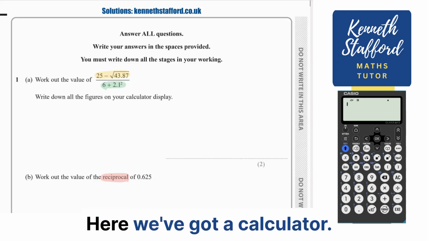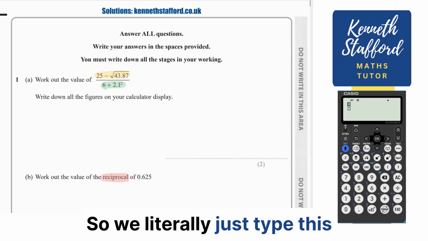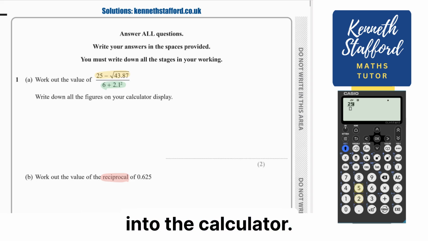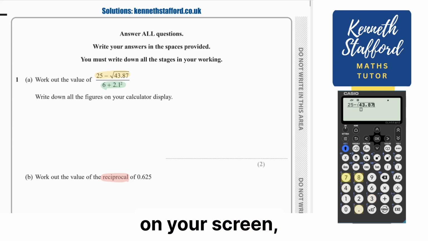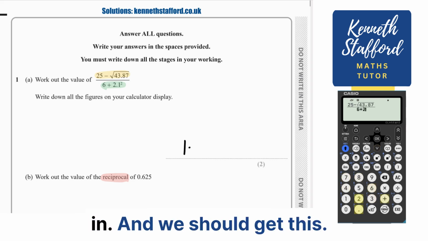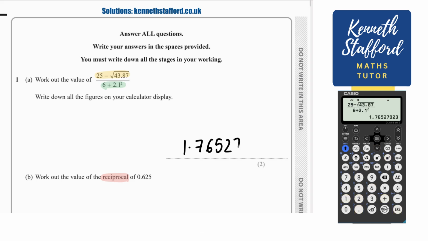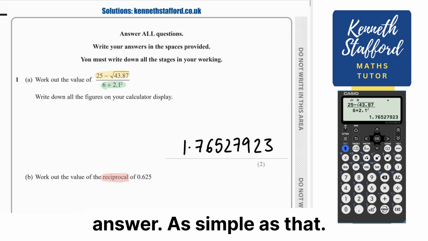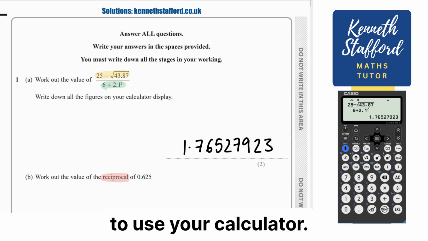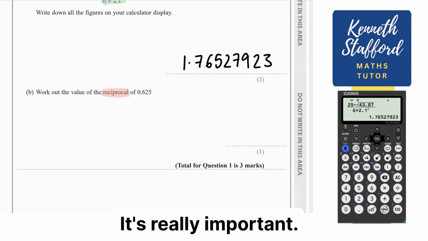Question 1A, here we've got a calculator, so we literally just type this into the calculator. If you can make it look like it does on the paper on your screen, then you will get the right answer. I'll show you how to type this in, and we should get this, and then that would be your answer. As simple as that. So just make sure you know how to use your calculator, it's really important.